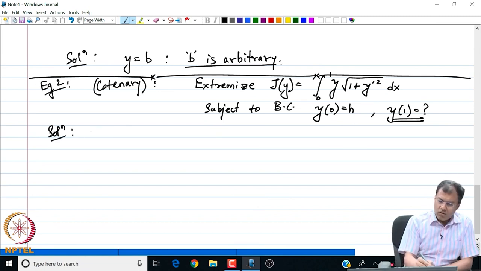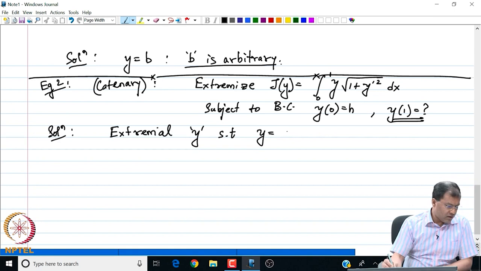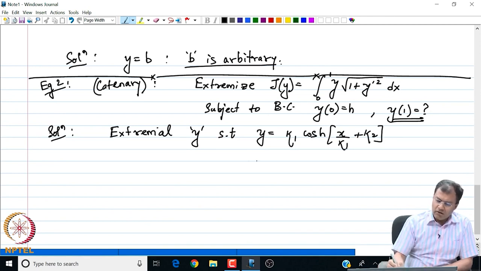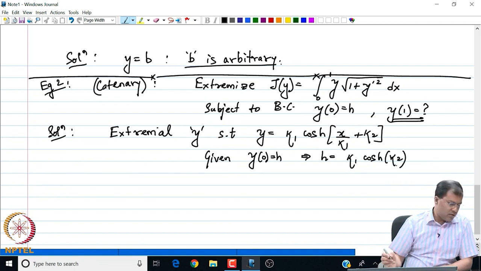When we extremize, we already know the extremal y is a cosine hyperbolic function. We have already solved this example so many times. So let me write down the extremal solution. The extremal y is such that y is kappa 1 cosh of x by kappa 1 plus kappa 2. We are also given one boundary condition, y of 0 is equal to h, so I get that h is equal to kappa 1 cosh of kappa 2.